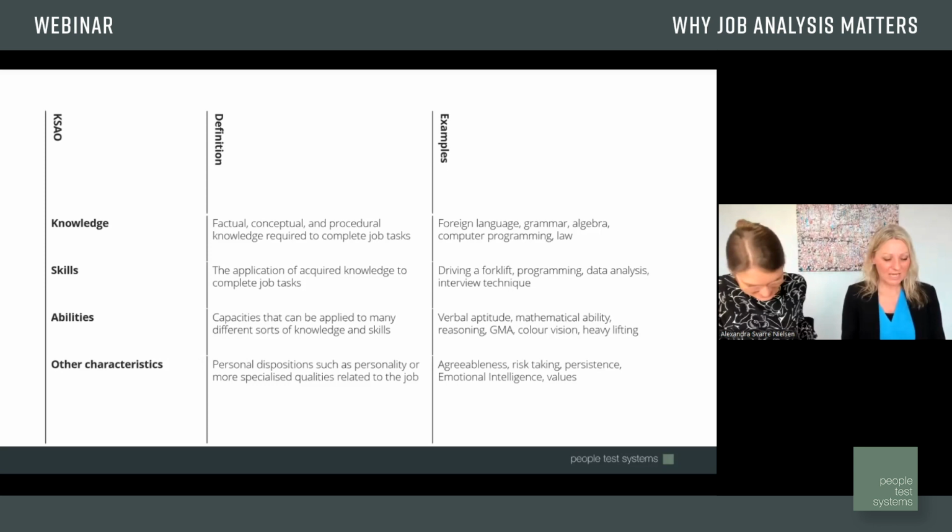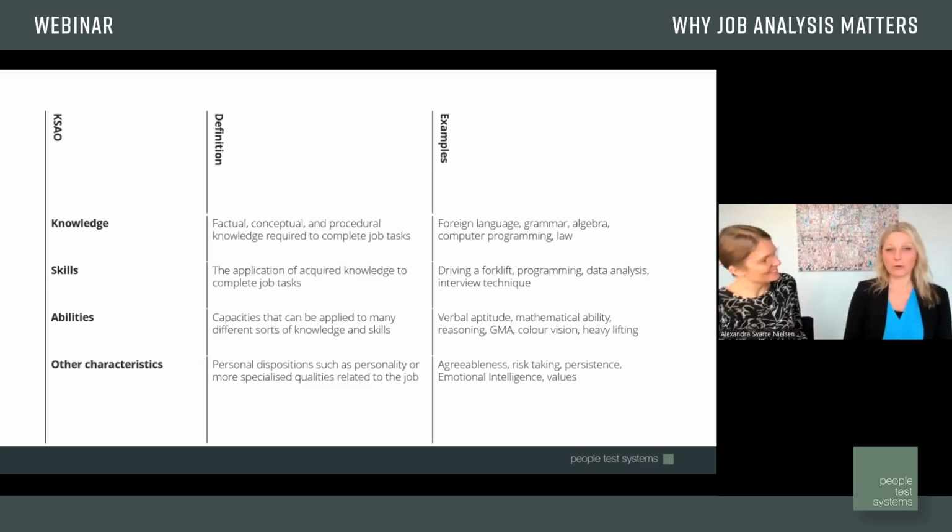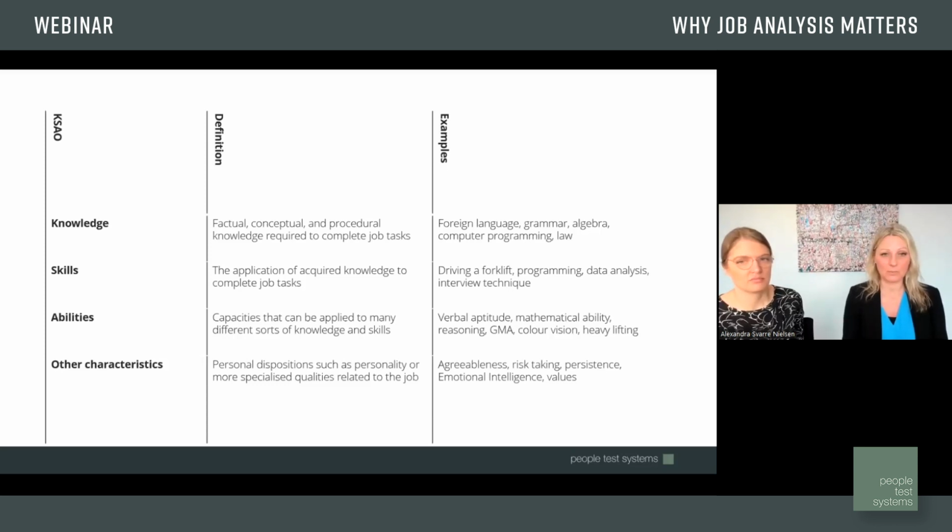It's the other that consists of everything else that we obviously find super important, and that is more personal attributes or competences that are related to the job here.